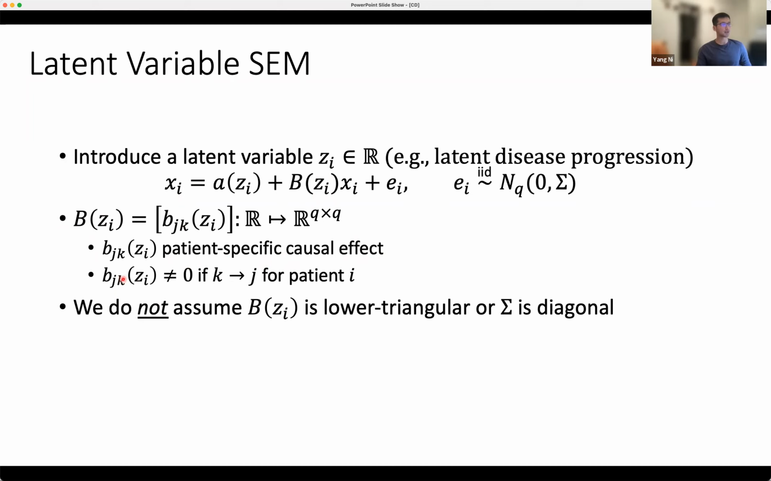And Z_jk, Z sub i, is not equal to 0 if k causes j for patient i. So obviously, with these formulations, for two different patients, their B_jk may be different. Maybe one is 0, the other is not 0. Therefore, the causal structure actually can change from patient to patient. And importantly, once again, we do not assume B to be lower triangular or sigma to be diagonal.